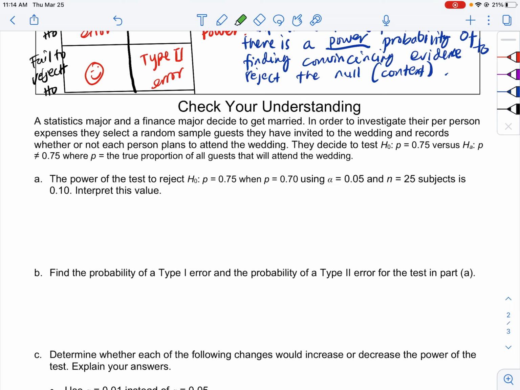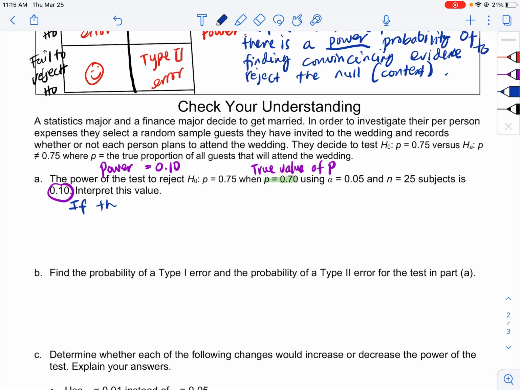Let me highlight that first. The true value of p, with alpha of 0.05 and a sample of 25, gives a power of 0.10. Now we are going to interpret this value. So we are interpreting the power, which is 0.10.